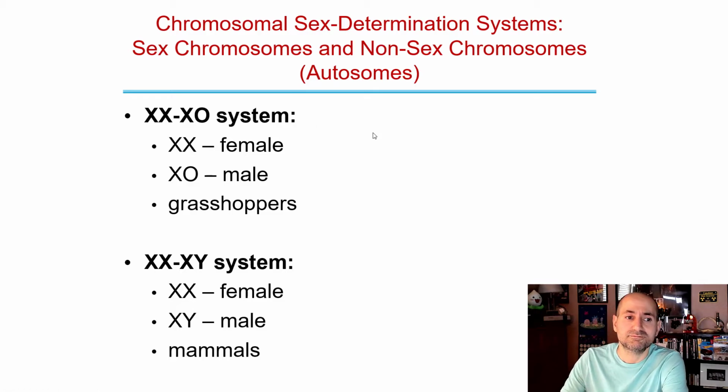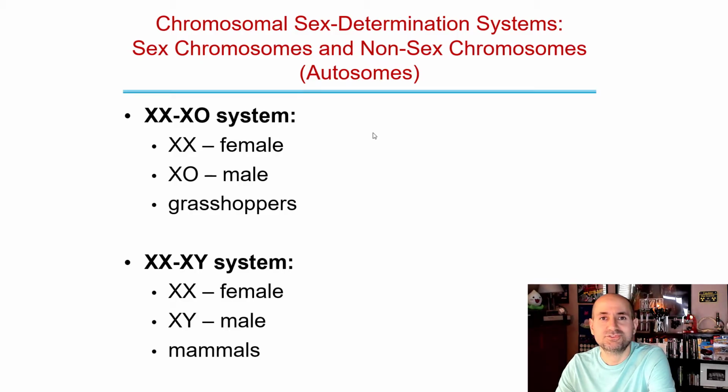Now, not all eukaryotic creatures use the XY system for determining sex. Some have either 2 X chromosomes for female and an X by itself, they call it a standalone X, for maleness. So for example, in grasshoppers you would see 2 X chromosomes directs the sex determination for female, and 1 single X chromosome would direct the grasshopper to be male.